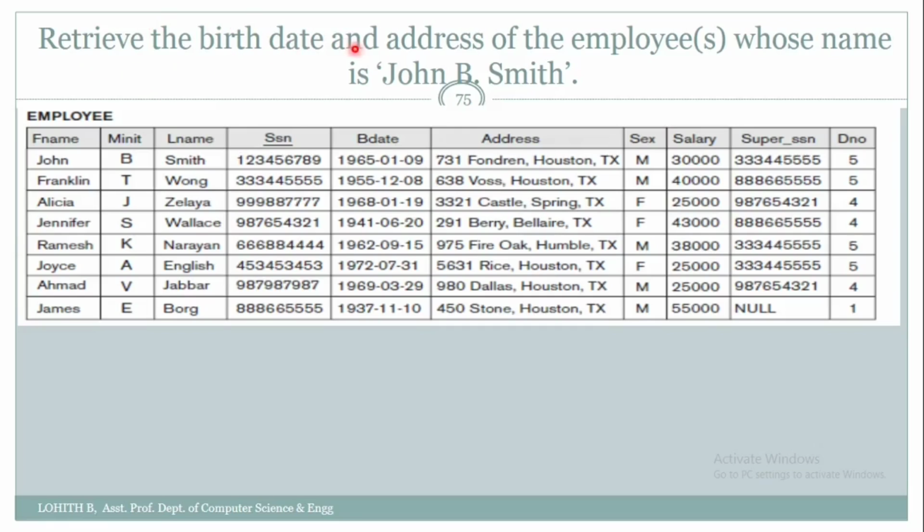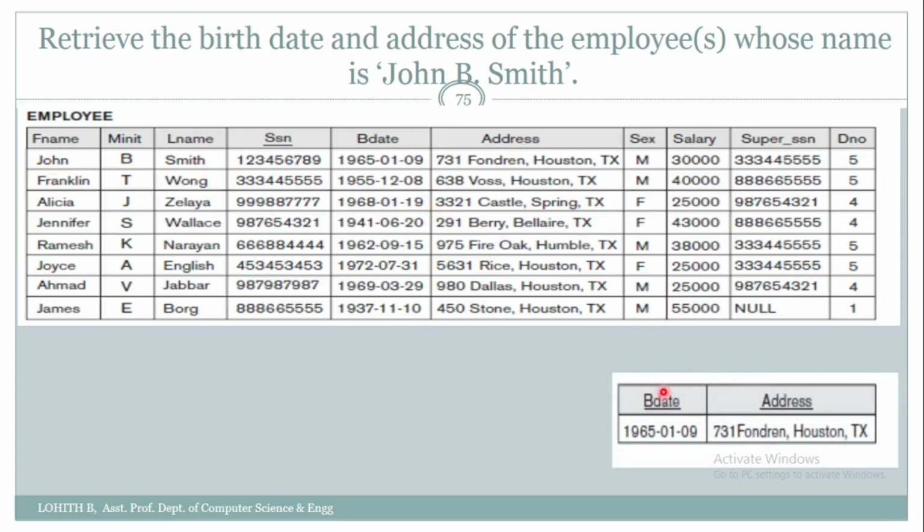Retrieve the birth date and address of employees whose name is John B. Smith. Yes, I just want to retrieve the birth date and address of the employee whose name is John B. Smith. Yes, my output looks like this, where I just want the birth date and address. Okay, so to retrieve these two columns, I just need SELECT, FROM, WHERE clause.